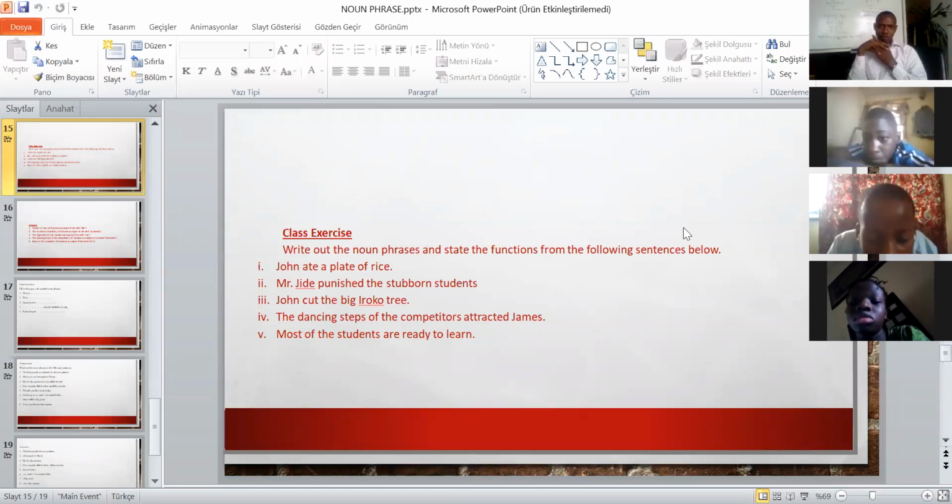Question 2. Mr. Jide punished the stubborn students. What is the noun phrase? And what is the function? You're not giving me the function. Mr. Jide punished the stubborn students. So the stubborn students is the noun phrase. What is its function? If you mention it as a noun phrase, give us the function of the noun phrase.